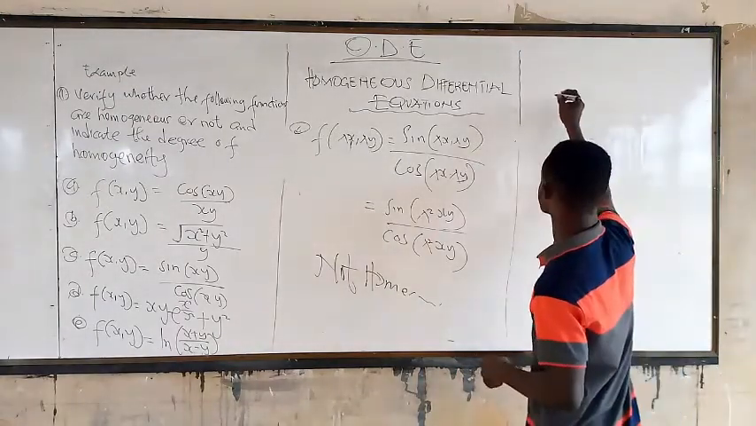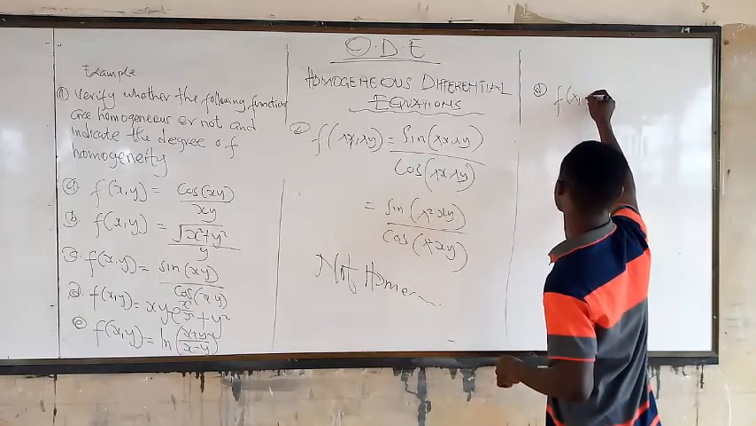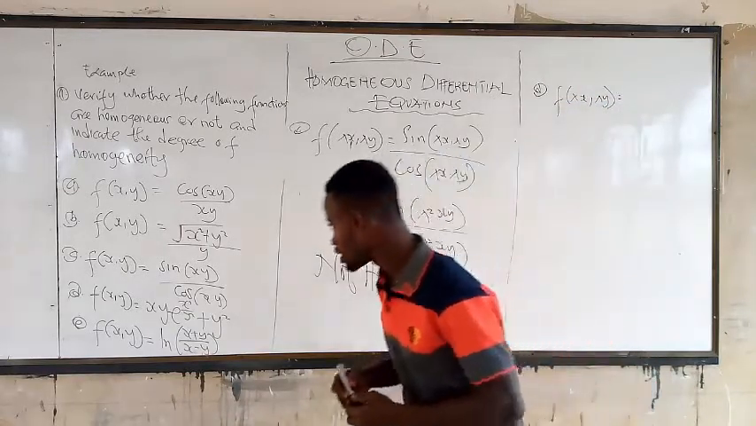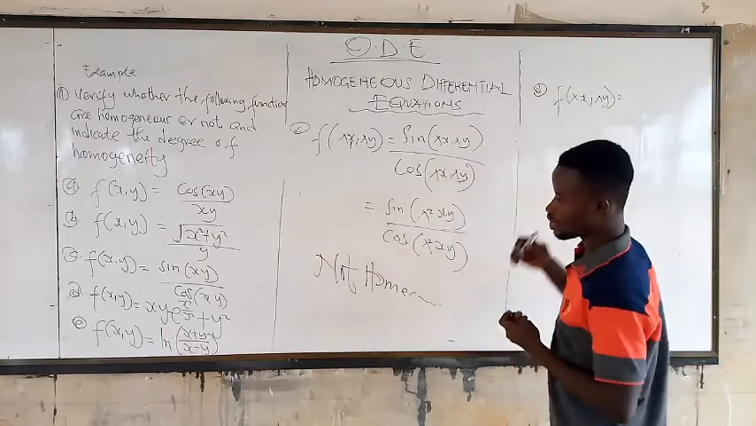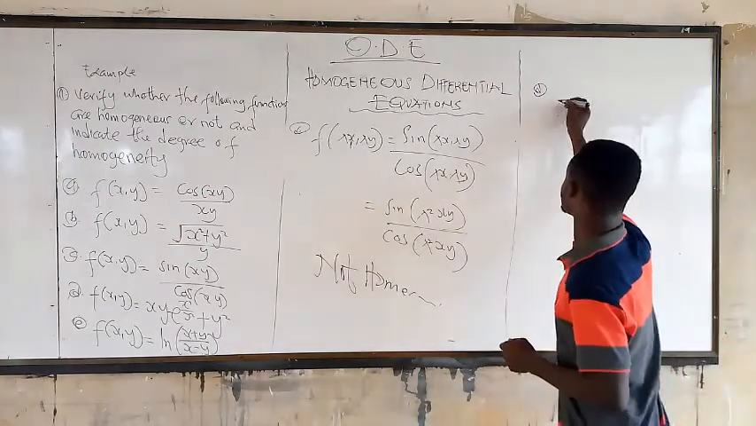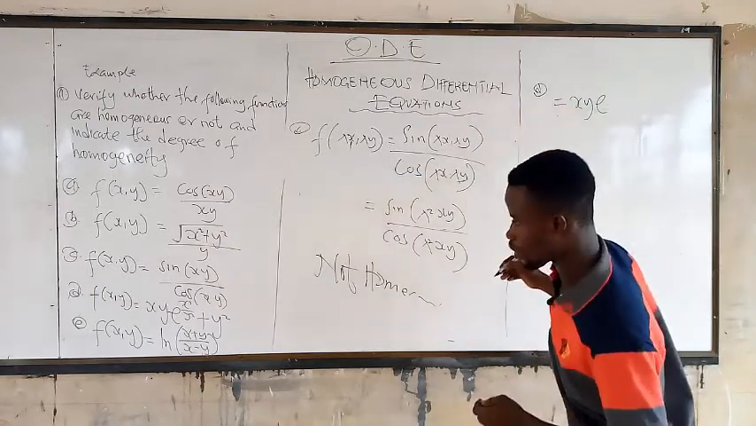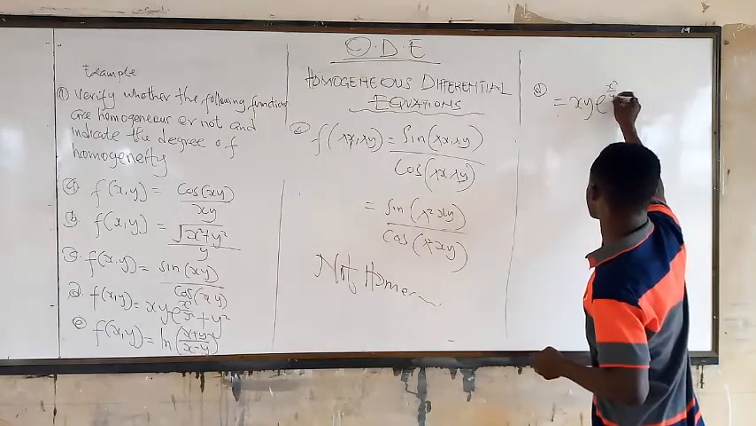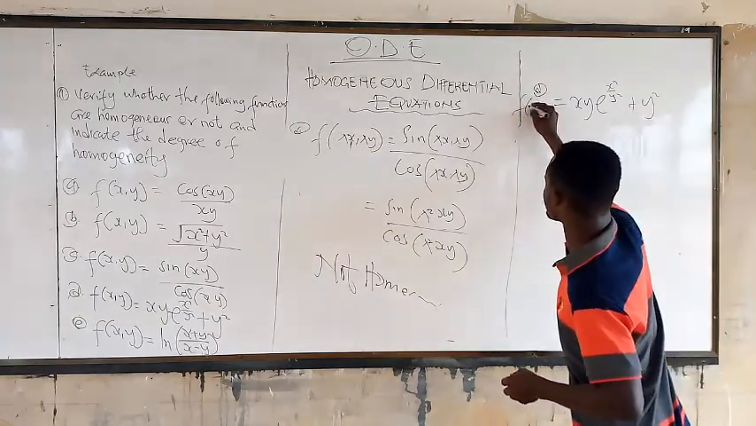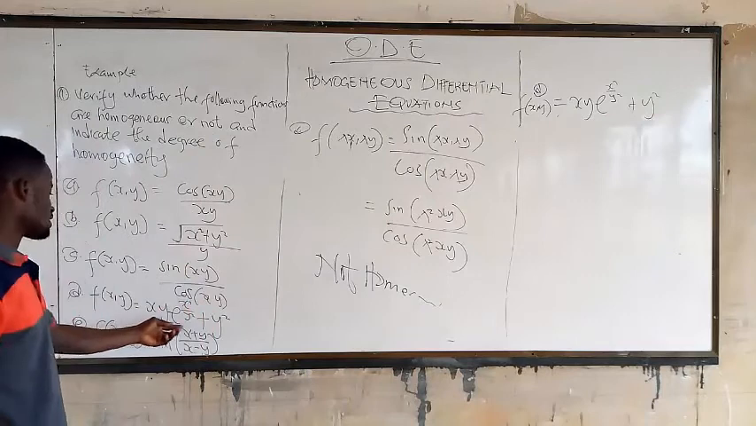Alright. D. In D, we have f of lambda x, lambda y to be equal to, here we have, okay, don't worry, let me repeat everything, since that place is too wide. The function that we have there is xy e raised to the power x squared over y squared plus y squared. So the function of x, y. Alright, that's exactly what we have.